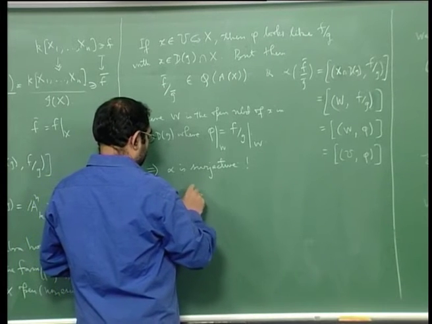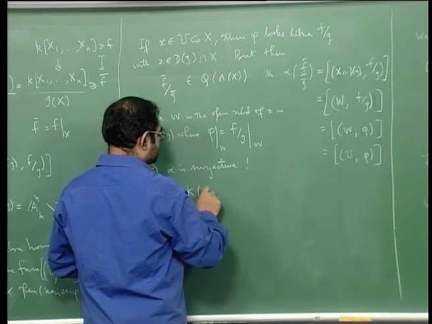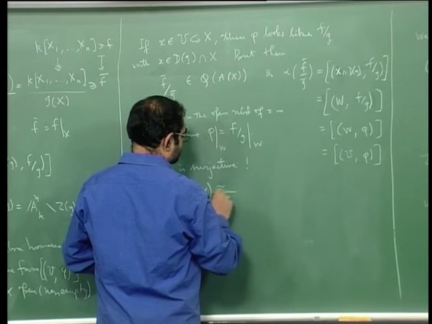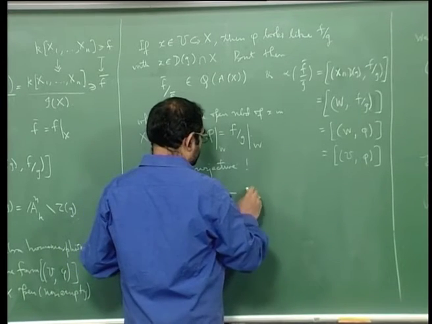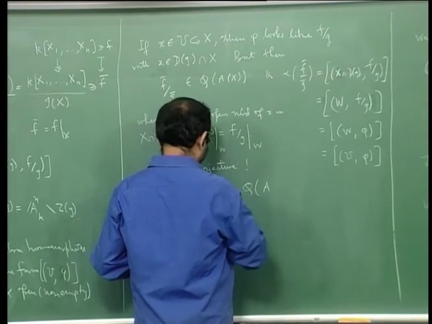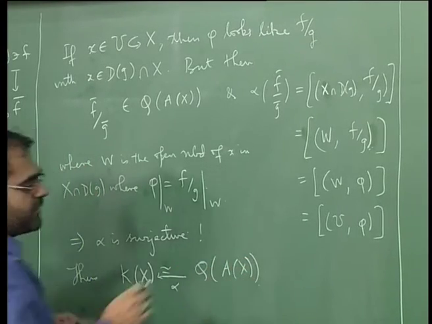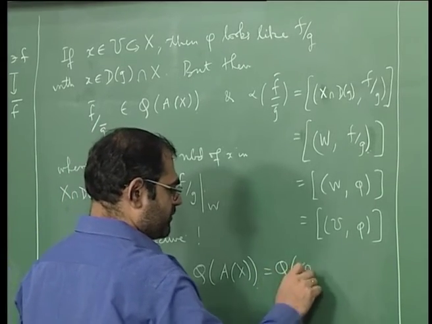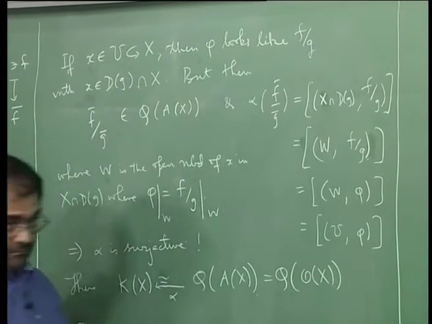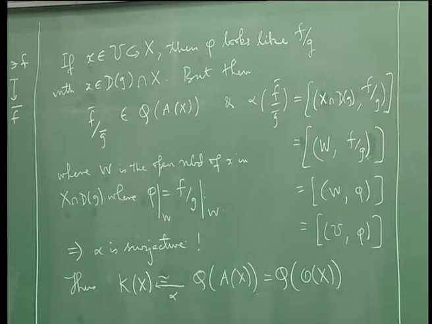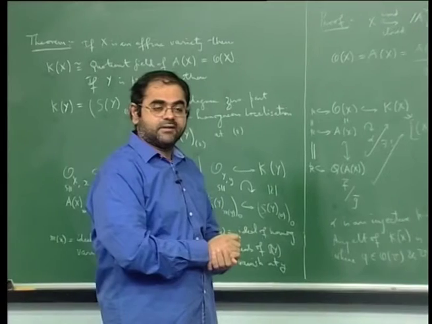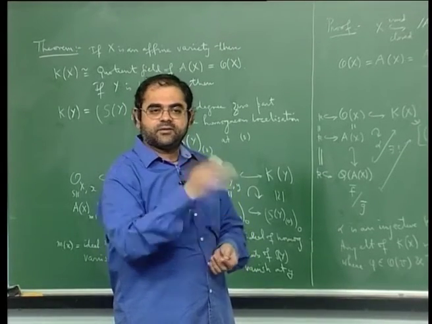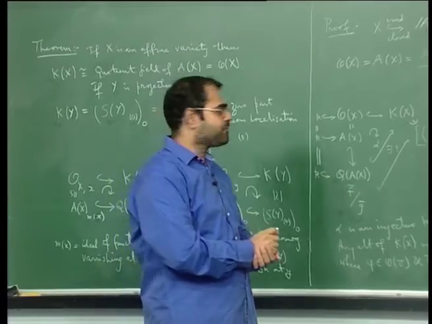Thus the quotient field of X, well, this isomorphism is alpha as I have defined it, the function field of X, Kx, is the same as the quotient field of Ax, okay, which is the same as the quotient field of Ox, because Ox is the same as Ax, okay. So it is very simple to get the function field of an affine variety, simply take its coordinate ring and take the quotient field, that is it, okay. That proves the first part.